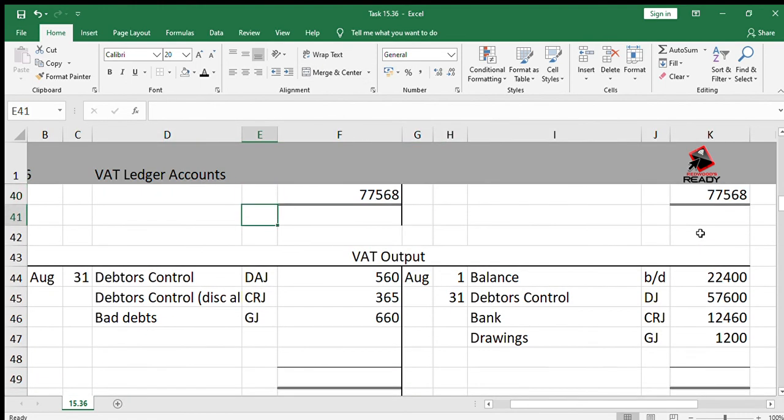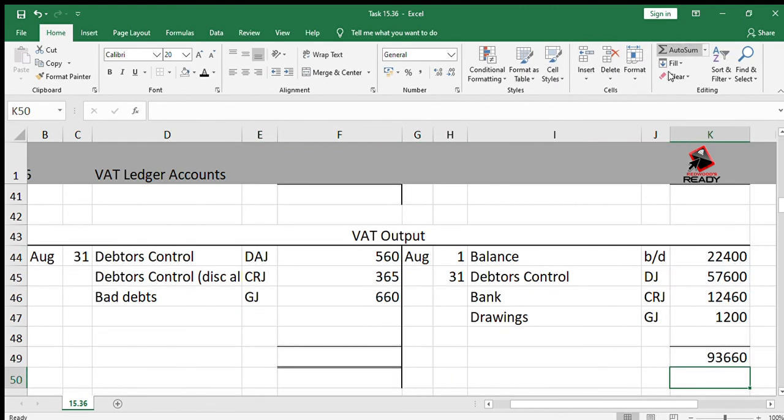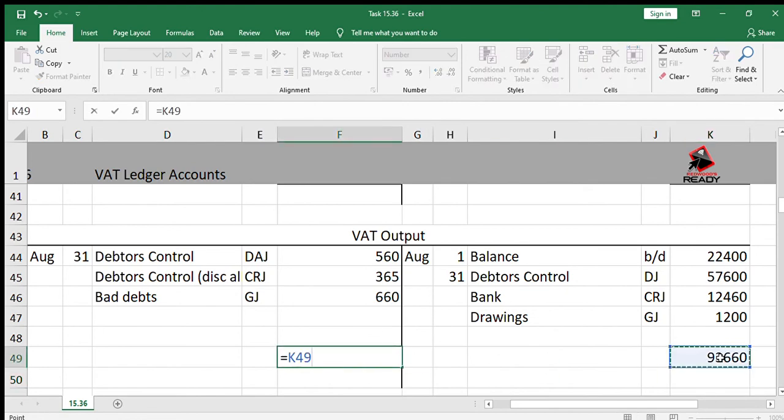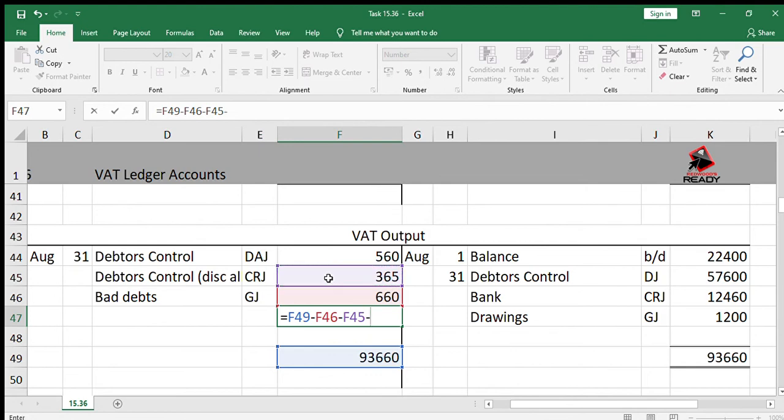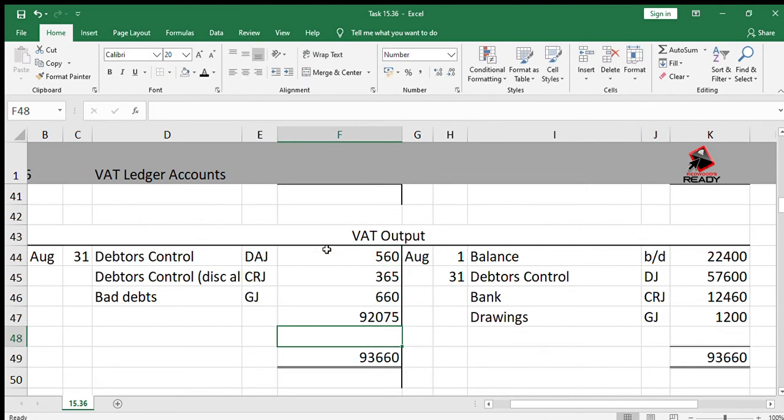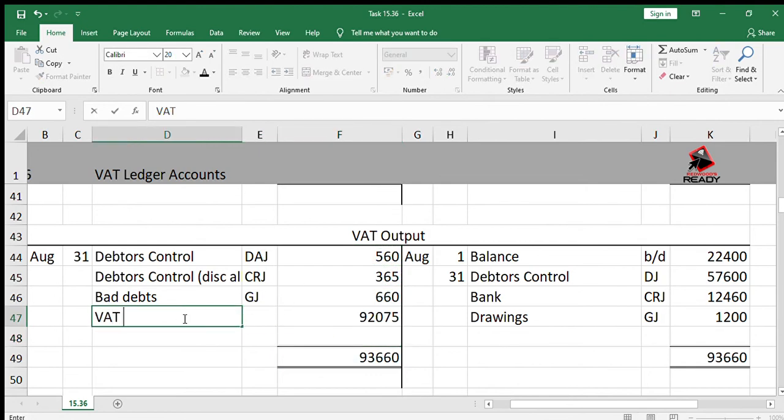Okay, the same thing with the VAT output. We're going to look at it. The credit side is bigger. We'll put the total in on both sides. Once we have the total in on both sides, we'll then work out the difference on the debit side. So 93,660 minus 660 minus 365 and minus 560. And this amount will be transferred to the VAT control account.